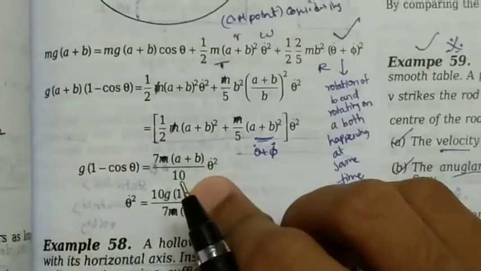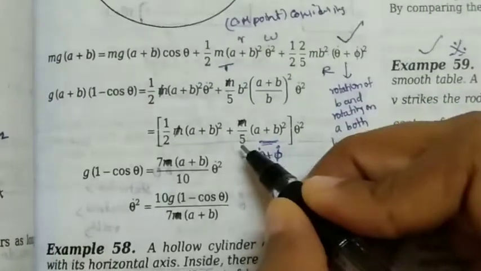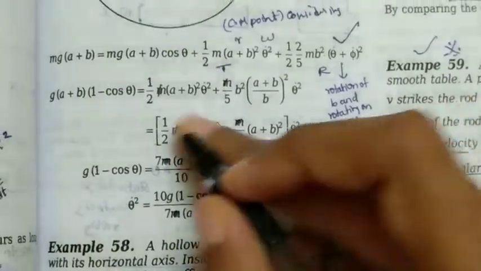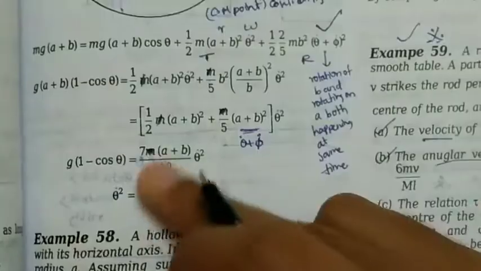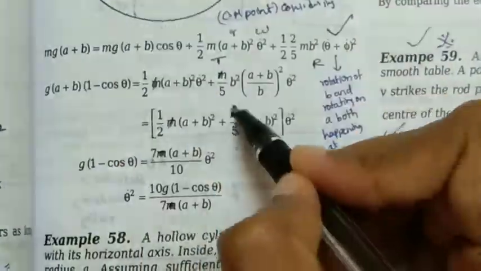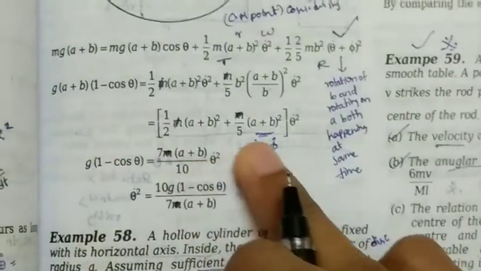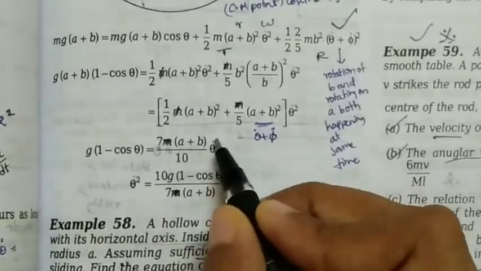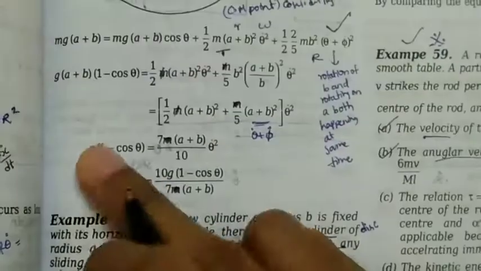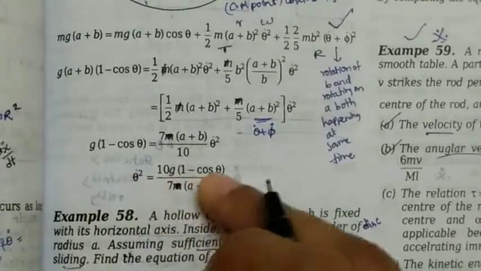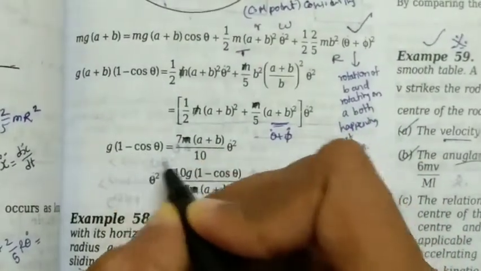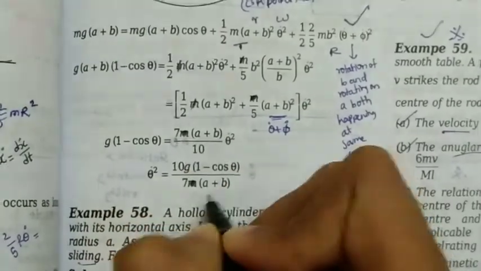So finally, next thing is, here 1 by 2, here 1 by 5. If we take LCM, 5 into 5 by 5 into 2 by 2, 5 plus 2, that is 7, and 5 2s are 10, that is LCM, so 7 by 10. And here already one a plus b is there, here a plus b whole square is there, so it would get cancelled, a plus b, here 1 a plus b. So 7 by 10 a plus b theta dot square, g into 1 minus cos theta, and theta dot square let it be kept this side. So if we send to this side, we get 10g into 1 minus cos theta by 7 into a plus b.